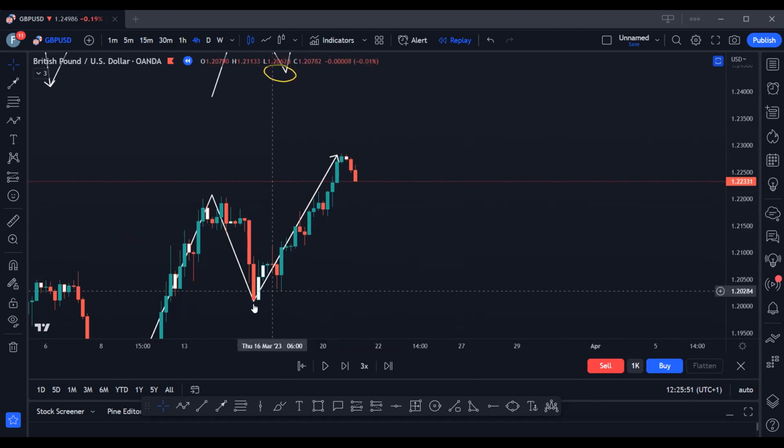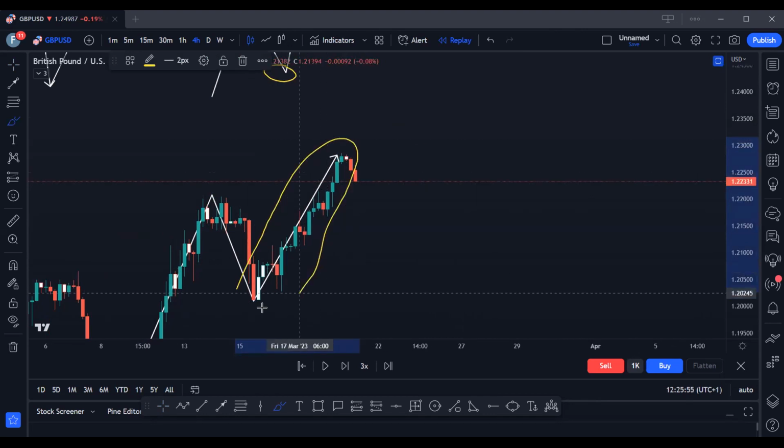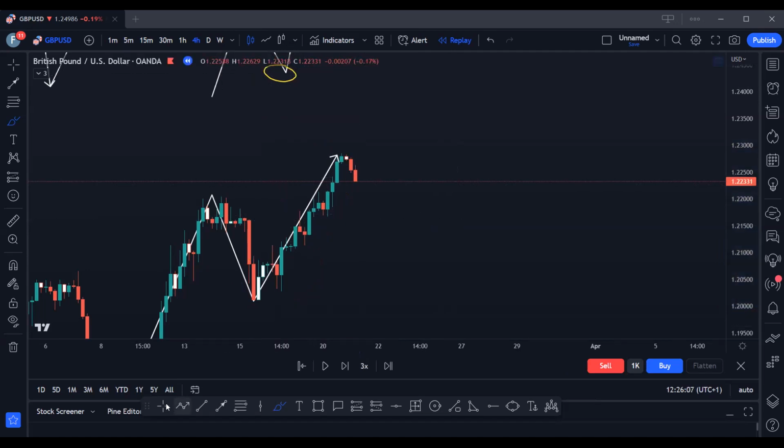On this impulse leg, you want to be looking for areas of support where you want price to retrace into. Once price retraces into that support, you want to be looking for entry at that particular zone. And over here, we have a support. Over here, we have support here, and we have support here. Okay, so let us mark out all these support zones.